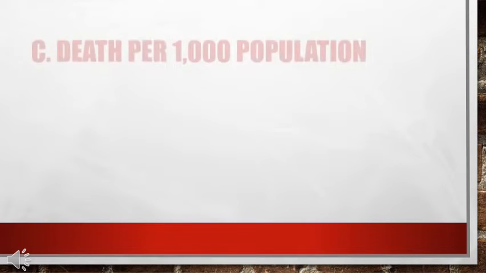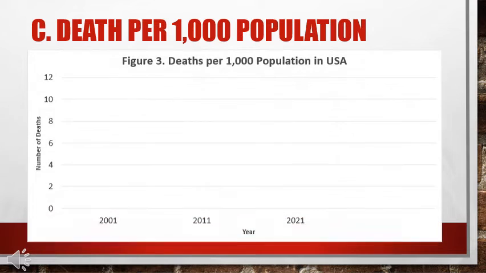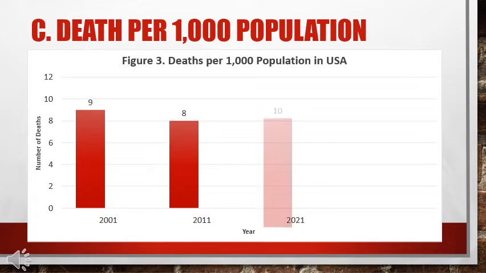Figure 3 shows the deaths per 1,000 population in USA. The number of deaths in years 2001, 2011, and 2021 are 9, 8, and 10. The figure shows that there is a decrease of death rate from 2001 to 2011. However, during 2011 to 2021, the death rate suddenly increases.